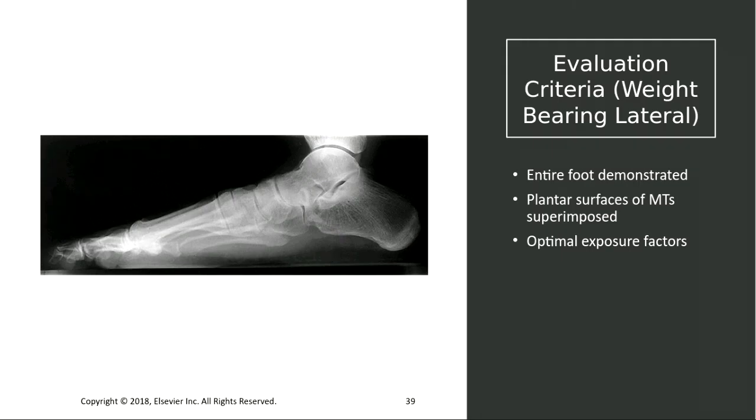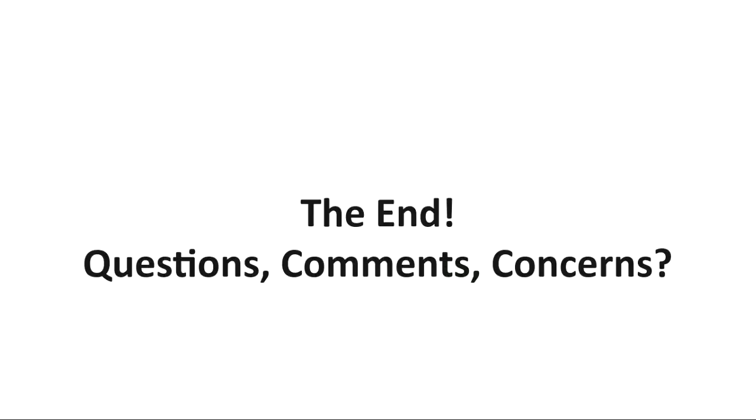And then the lateral, again, you need the entire foot demonstrated. You can tell they're standing on something. The plantar surfaces of the metatarsals should be superimposed, and this is much better as far as exposure factors. So you've got soft tissue from the toes all the way back to the heel. You're including the ankle joint or the tibiotalar joint, and you can tell the patient is standing on something. So if they're able to, and they're coming in an ambulatory patient, then the AP and the lateral should be done weight bearing. And that concludes our anatomy and positioning for toes and foot.